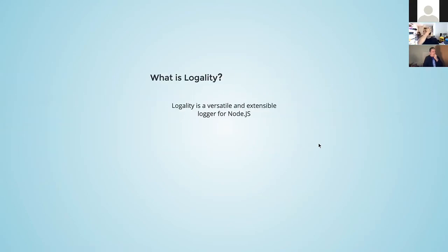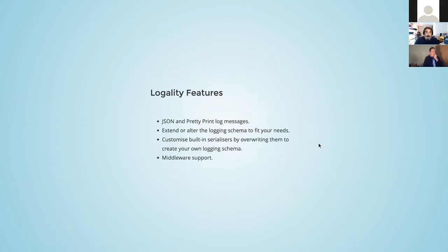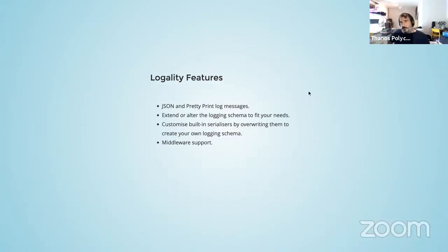What is Logality? Logality is a versatile and extensible logger for Node.js. So we've finished with the theory of logging, what you should log, how, what, and all of that. Let's see now how we can do all of that and even more through Logality, and what Logality can do for you. Logality can naturally log messages. That's its job. It can do that in JSON format, which is the native way that Logality is logging, and we can also pretty print, which are human readable messages.